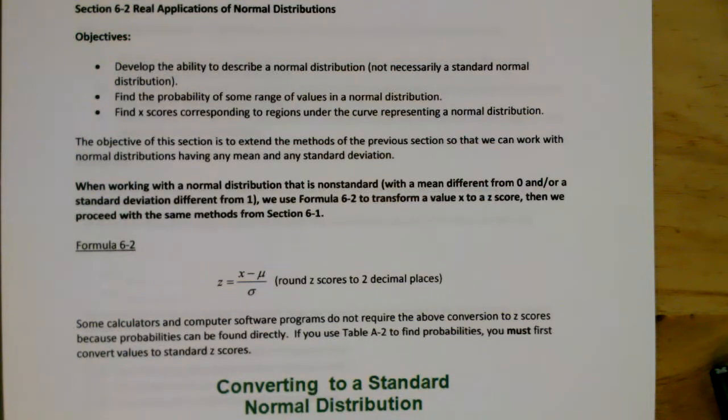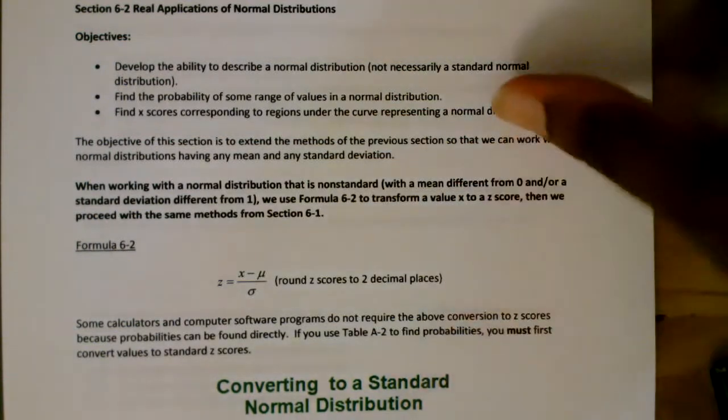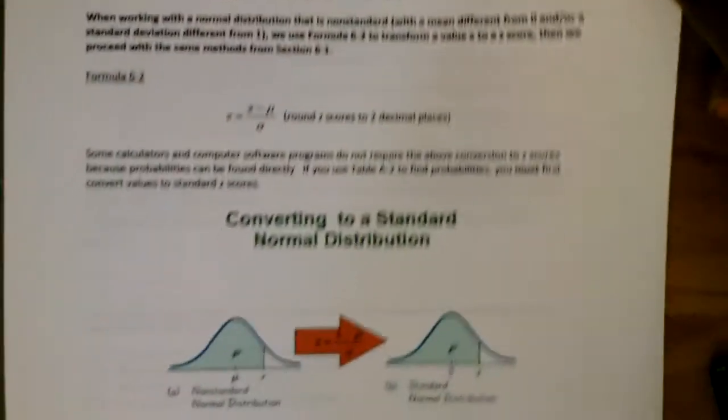And some calculators and computer software programs do not require the above conversions to z-scores because probabilities can be found directly. So here we're going to be using table A-2 in this video to find probabilities. So that means we are going to convert our x values to standard z-scores. And this is just an illustration of that.